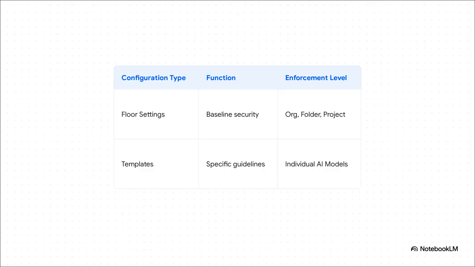Now, you might be wondering how you actually manage these rules at an enterprise scale. Well, you do this through floor settings and templates. Floor settings are basically your non-negotiable baseline security across an entire organization, folder, or project. It's like a "you must be this tall to ride" sign. This completely prevents a careless developer from accidentally lowering your security standards. Templates, on the other hand, act as a specific VIP security detail. They are customized for individual AI models, just as long as they meet those minimum requirements we set on the floor.